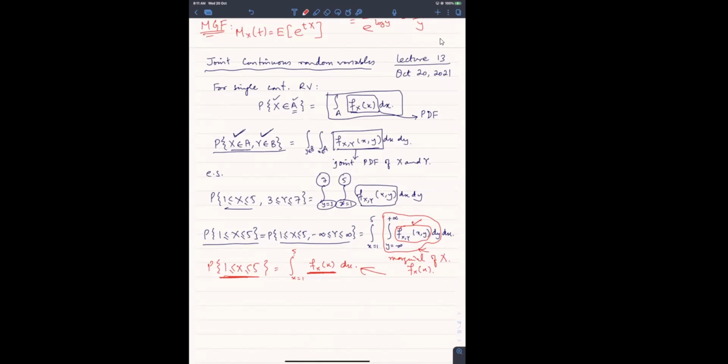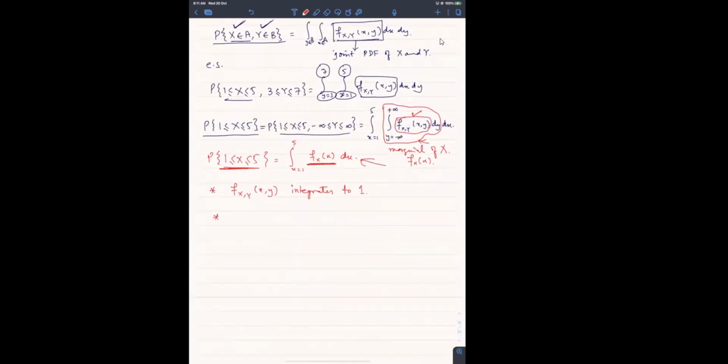So it is no surprise that f_XY double integrates to 1. When I say integrates to 1, it means integration over x and integration over y. This, plus f_X(x) that we saw earlier, is equal to the integral from minus infinity to plus infinity of f_XY dy. We integrated y out, so you are left with the marginal of x.